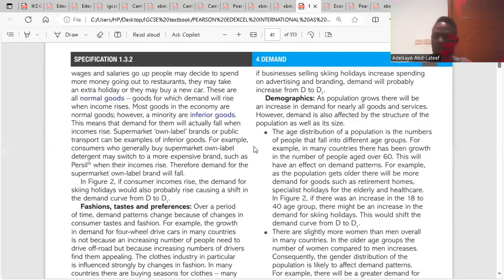So for income, we're talking about the amount of money an individual earns. So if your income increases, your consumption will definitely increase because your disposable income will increase.